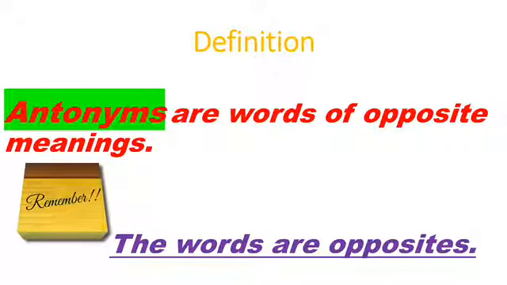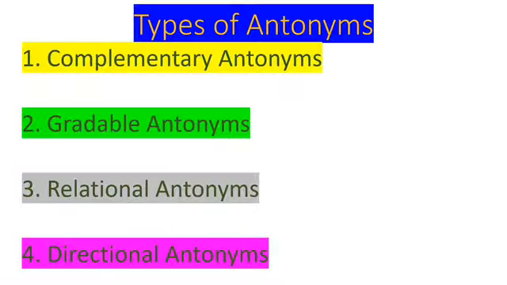Definition: antonyms are words of opposite meanings. Remember, the words are opposites. They are opposites. We have 4 types of antonyms or of opposites: complementary antonyms, gradable antonyms, relational antonyms, and directional antonyms.